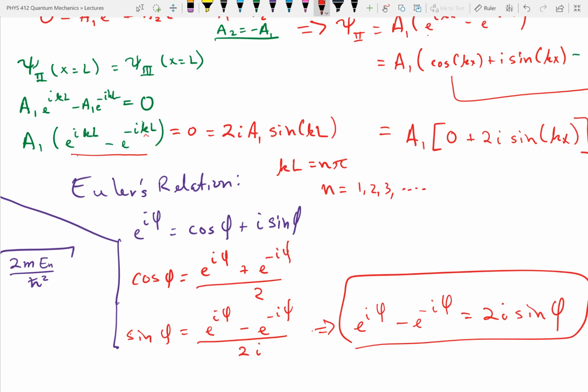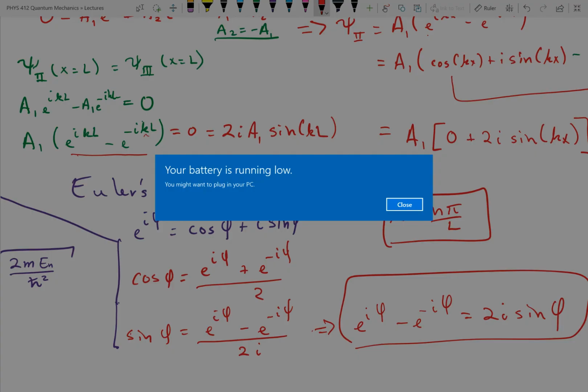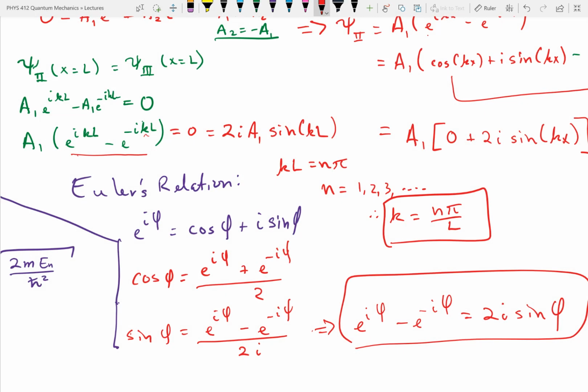So then we can solve this for k. k is n pi over L. We now have quantized values, only specific values of k. Well, conveniently enough, not only is my battery dead, so is our class time. So we will start next class period, well, on Monday, dealing with this result and continuing on.